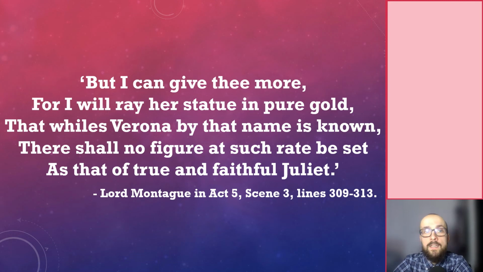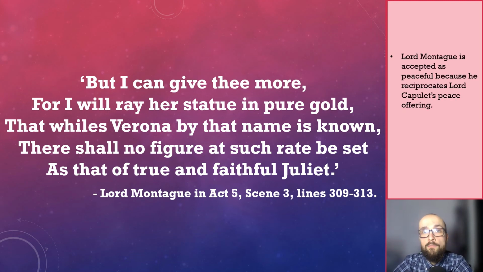So on one hand, these lines see Lord Montague reciprocate Lord Capulet's peace offering. This is because his offer to give Lord Capulet more, a pure gold statue of Juliet that is beyond compare, sees him respect both Lord Capulet's offer and the death of his daughter. Indeed, the positive adjectives "true" and "faithful" see him praise the young Capulet, thus suggesting that he is attempting to make peace with the Capulet family.